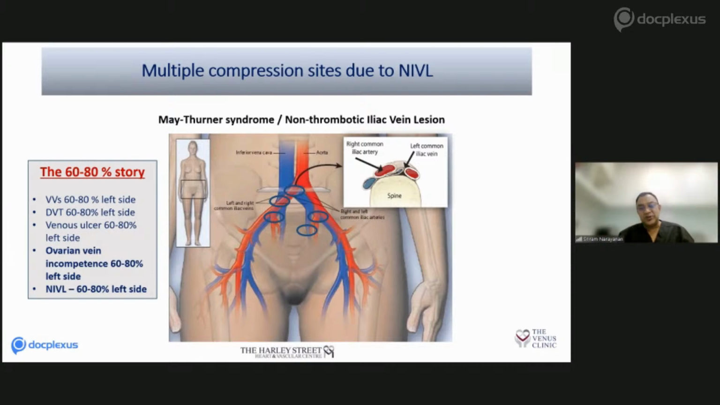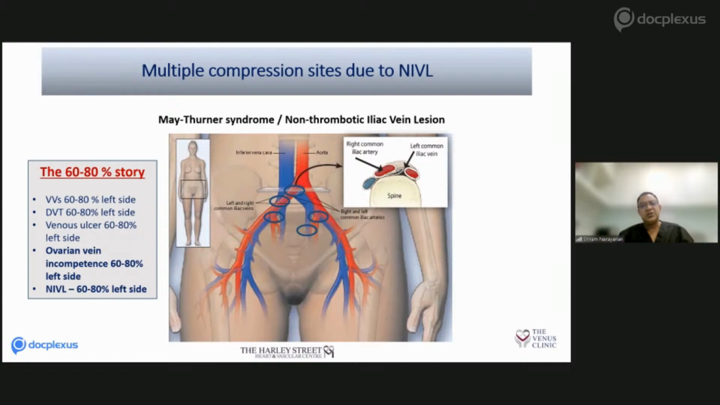And then there is a strange story. Varicose veins, 60 to 80% occur on the left side. Deep vein thrombosis is about the same on the left side. Venous ulcers are about the same on the left side. Ovarian vein incompetence is about the same on the left side. It's a remarkably consistent story. And so is what we now call the non-thrombotic iliac vein lesion.